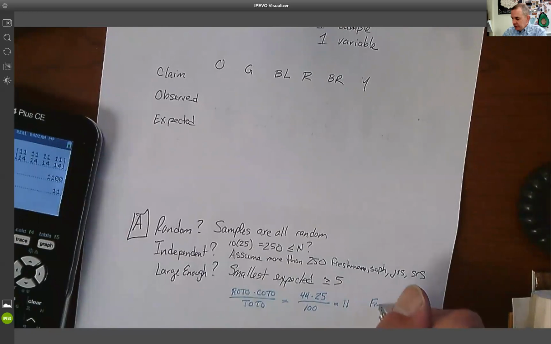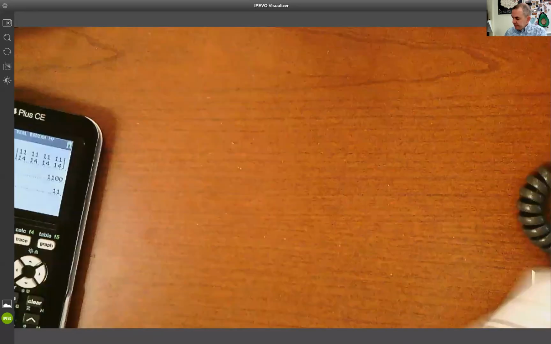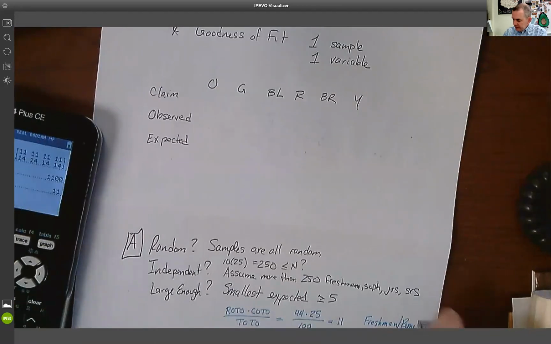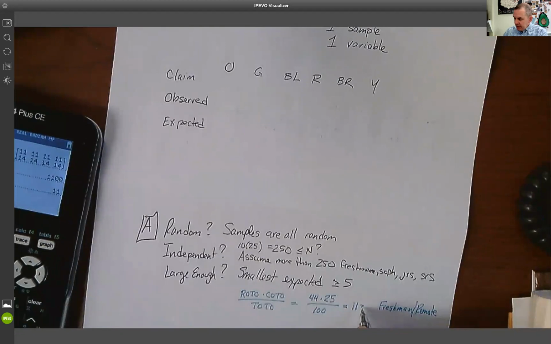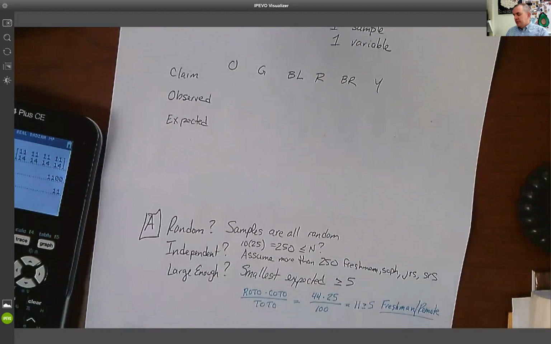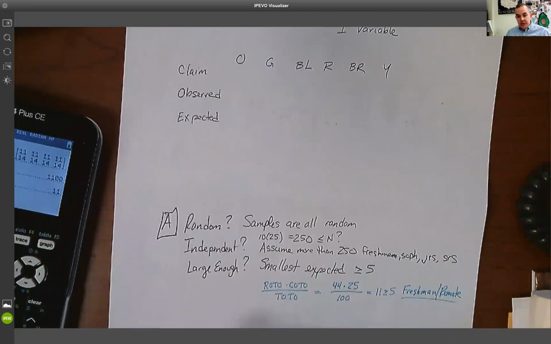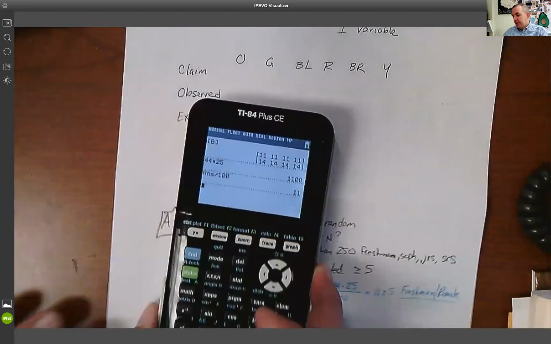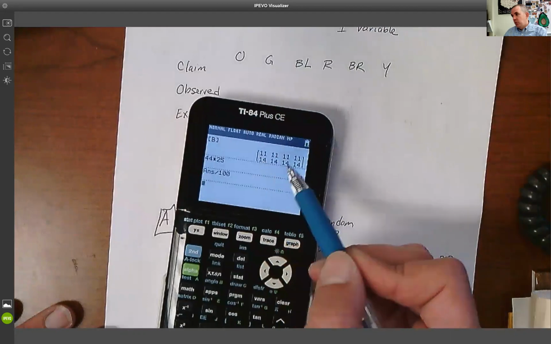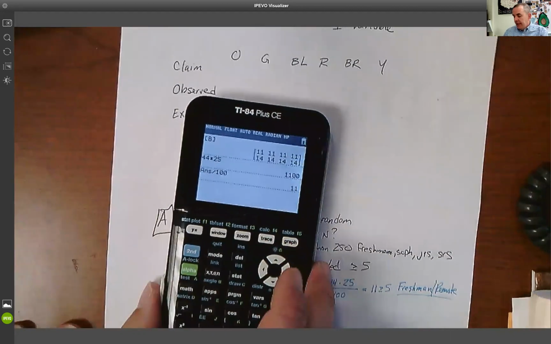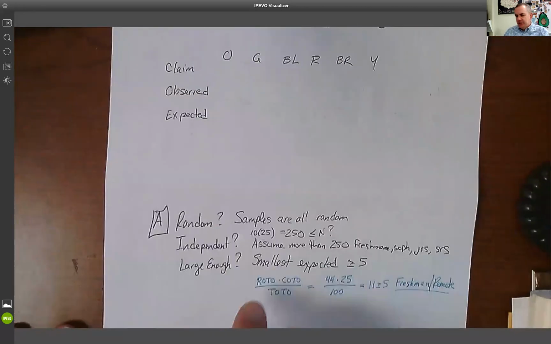And that is freshman remote. In this case, 11 is greater than or equal to 5. Freshman remote is greater than or equal to 5. So I've met my large enough condition. How are you going to know what your expected is? That's why you do it in the calculator. What you would do is pick whichever one of these numbers would be the smallest. I just picked the first 11 that I dealt with. So that's kind of different, just to get used to.